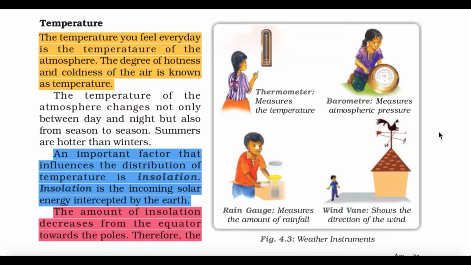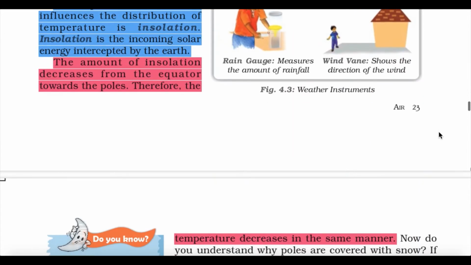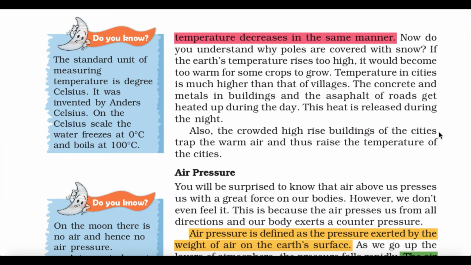Insolation is the incoming solar energy intercepted by the Earth. The amount of insolation decreases from the equator towards the poles, therefore, the temperature decreases in the same manner. Now, do you understand why poles are covered with snow? If the Earth's temperature rises too high, it would become too warm for some crops to grow.